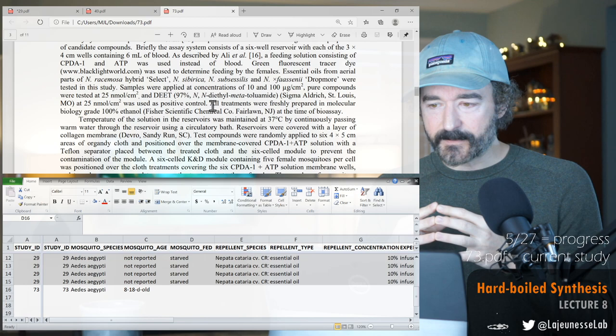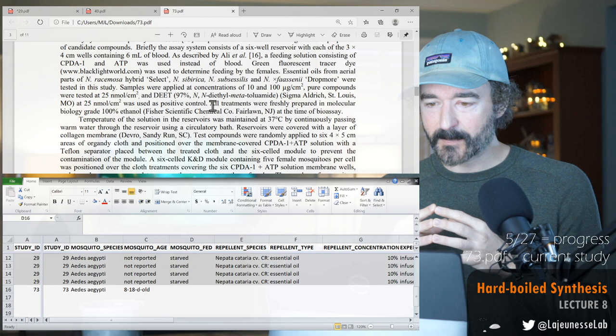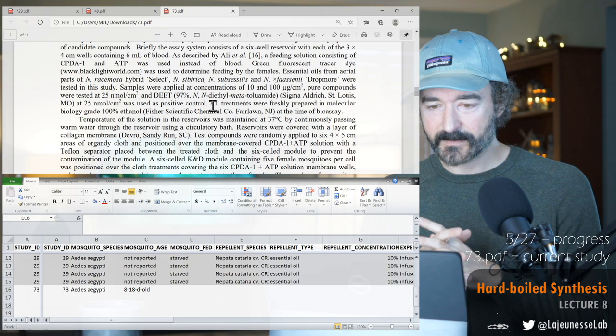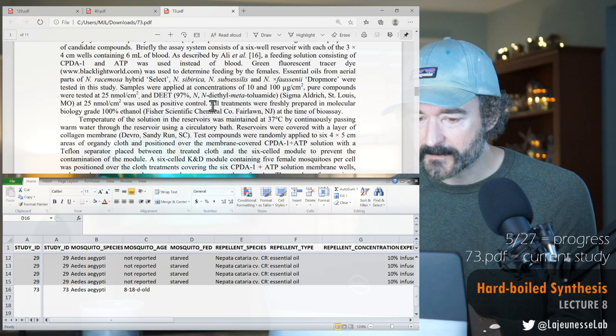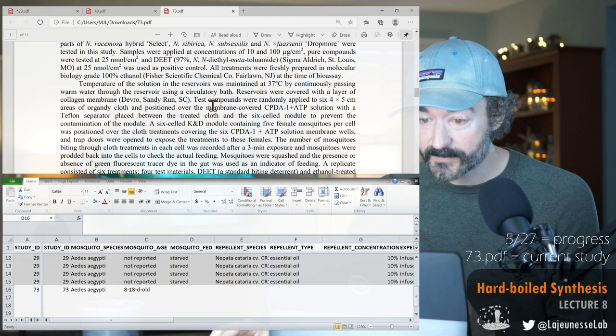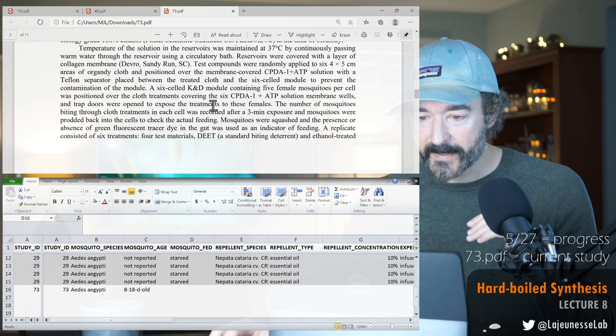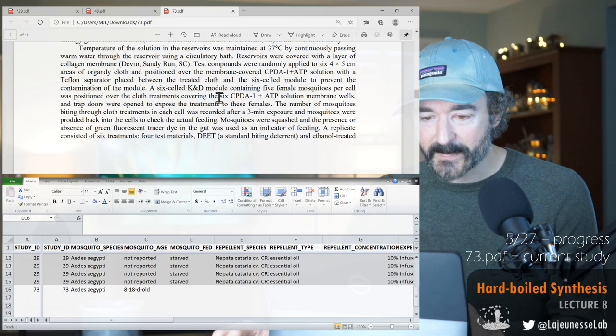Essential oils from the plant were tested in the study. Samples were applied in concentrations of 10 to 100 and then compared to DEET. They provide the actual nanomoles of DEET. They don't provide the nanomoles for the compound. That would require some conversions. Temperature of the solution reservoir maintained at a high temperature. Again, trying to simulate blood. There's a Teflon separator between treated cloth and the modules. The number of mosquitoes biting through each colony were recorded for 3 minutes.